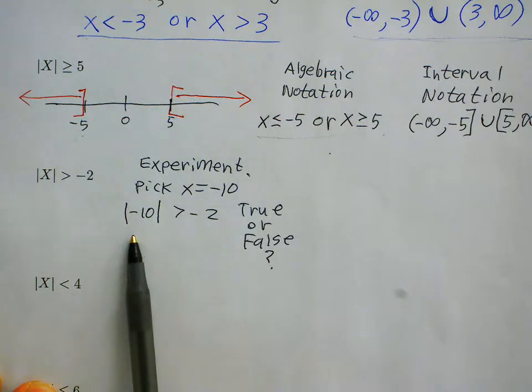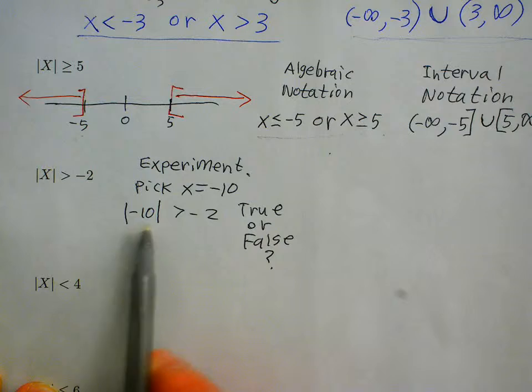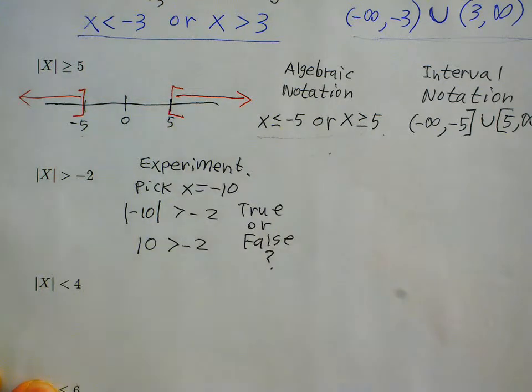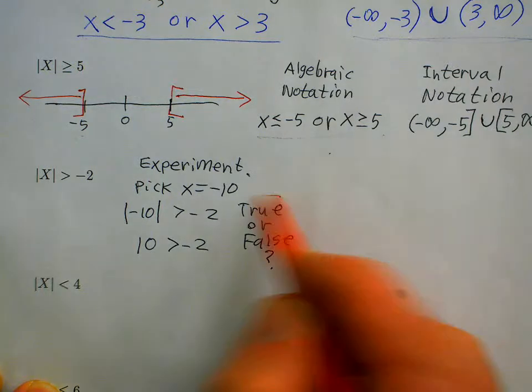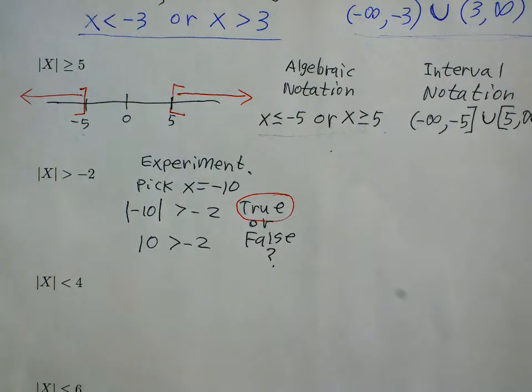What's the absolute value of -10? The absolute value of -10 is 10. 10 greater than -2. True or false? It's true. So -10 is a solution. Okay, we picked two numbers and they were both solutions.